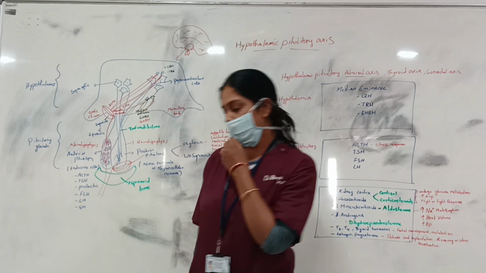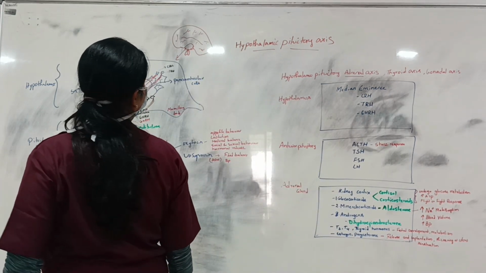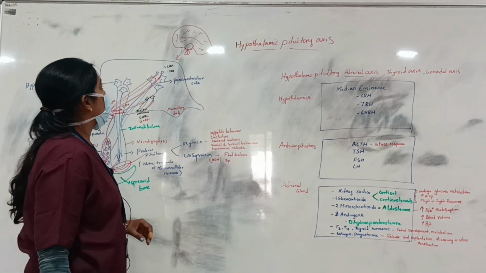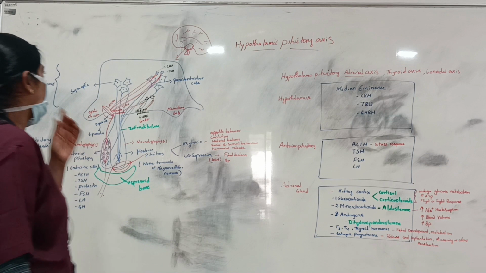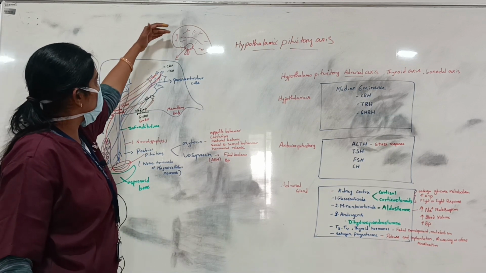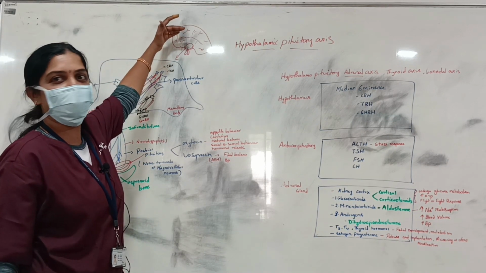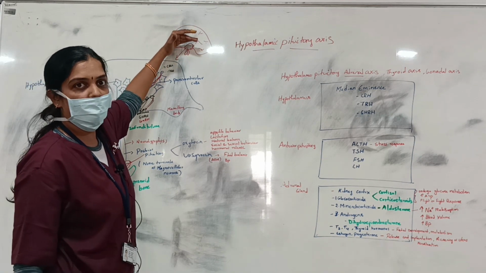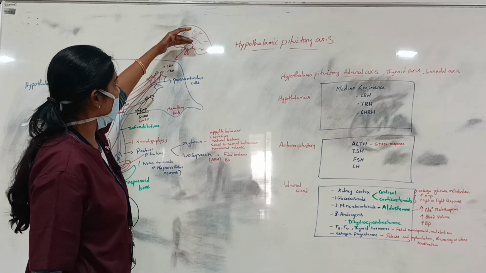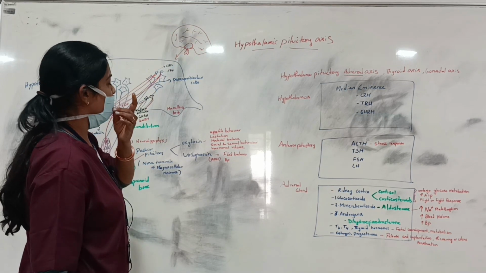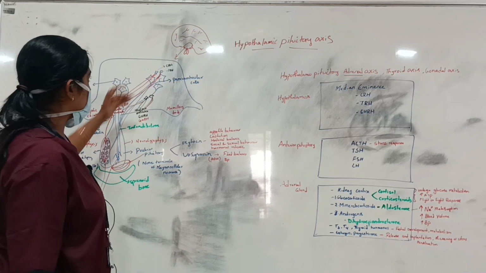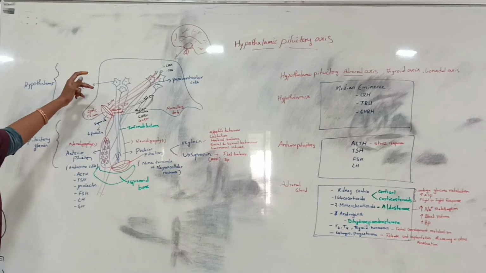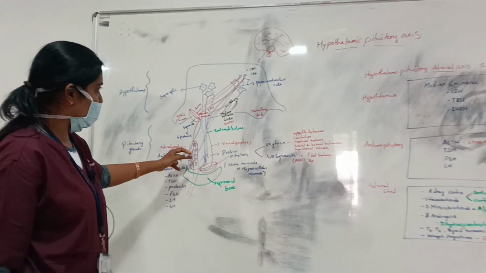Good afternoon, all. Today I'm going to take a class on the hypothalamo pituitary axis. What is this hypothalamo pituitary axis? Think about this as the brain, and the hypothalamus is located on the base of the brain. To this hypothalamus, the pituitary gland is linked. You can see here, this is the hypothalamus, and this is the pituitary gland.